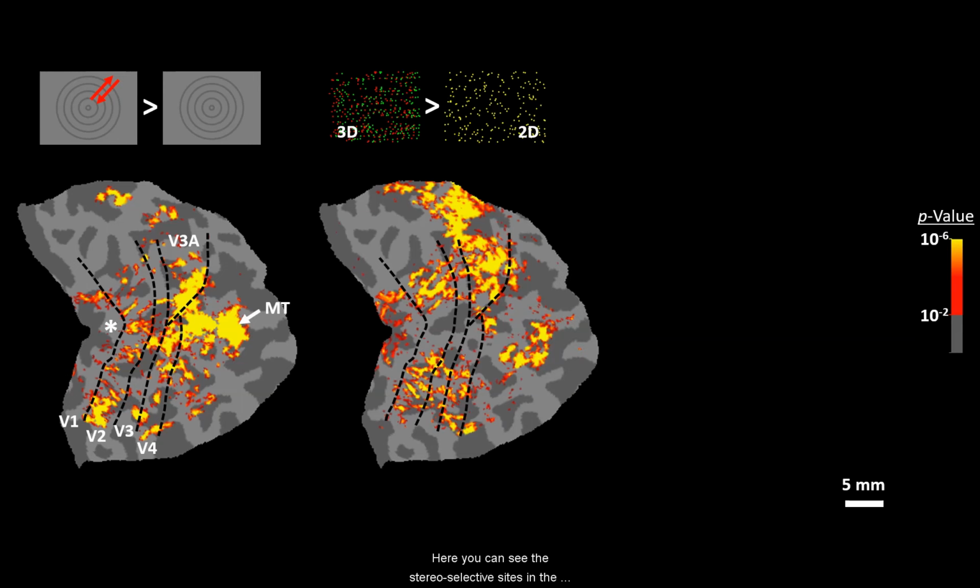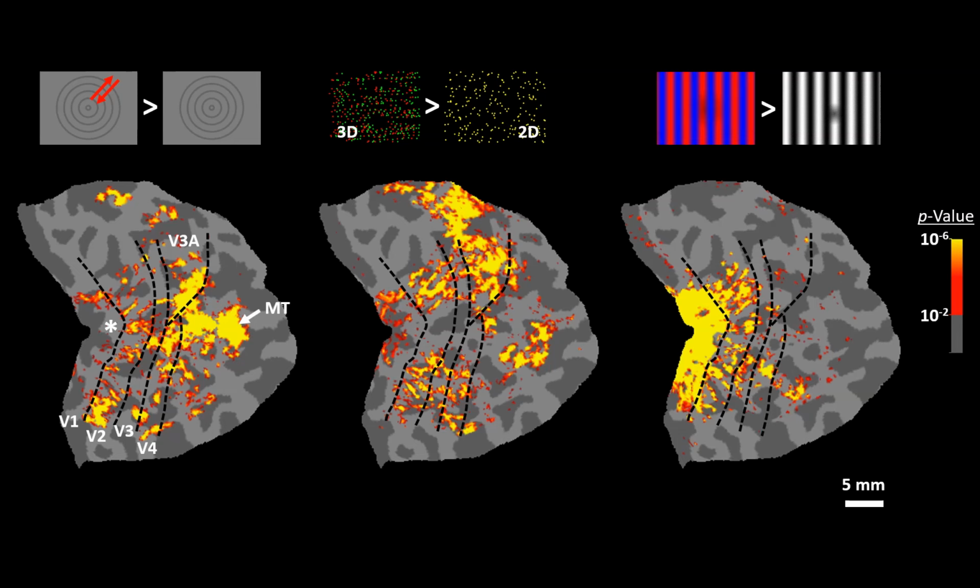Here you can see the stereoselective sites in the same subject. Again, you can see stripy patterns in V2, V3, V3A, and V4. And then the color selective activity that starts from V1 and then in V2 stripes, extending to V3, then V4. Also, as expected, there is weak to no color selective activity in V3A.